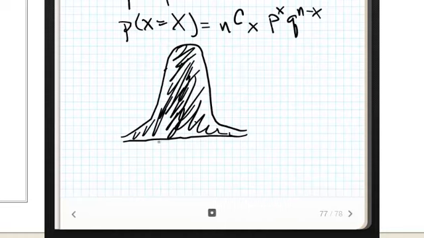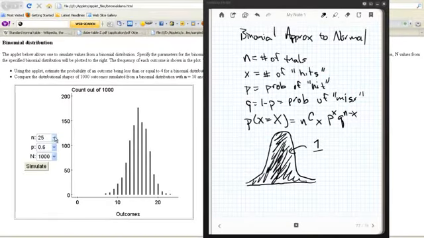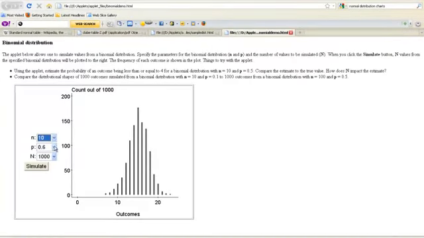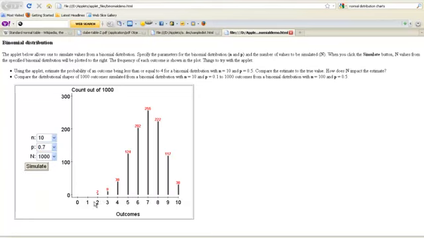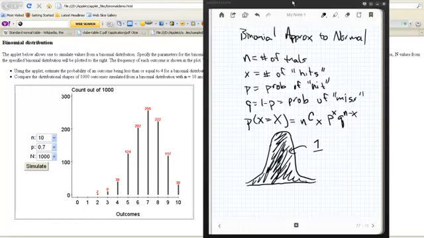Look at the difference. This is on a continuum. The area under the curve is 1. This is not. However, if I add up all these values, remember when I did it before, I did 10, and I did 0.7, and I did it 1,000 times. If I add all these values up, I get all 1,000. I get all of the possible combinations that could have happened. So what we have is an approximation to the normal curve with this.